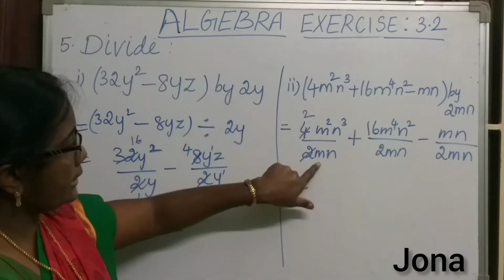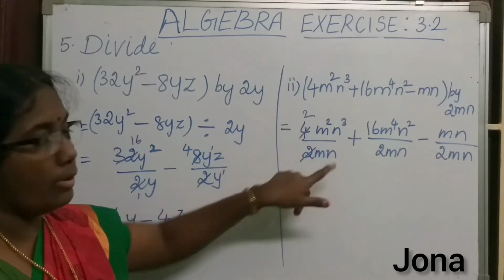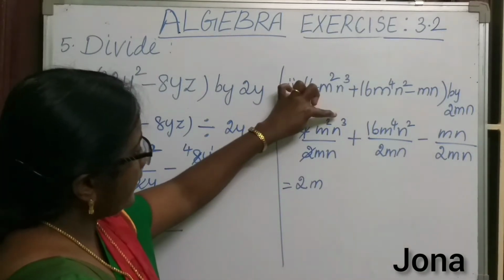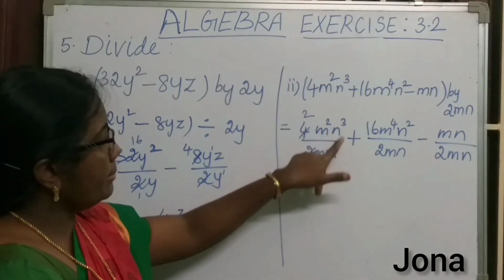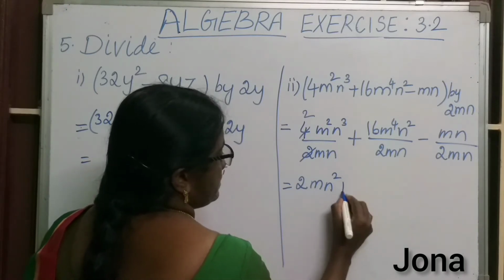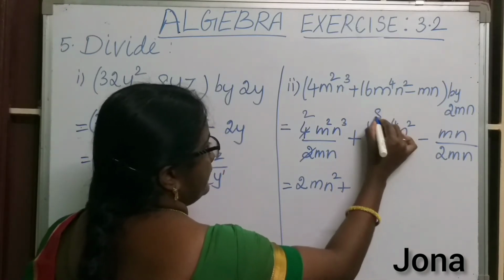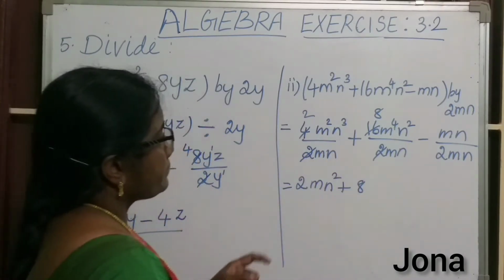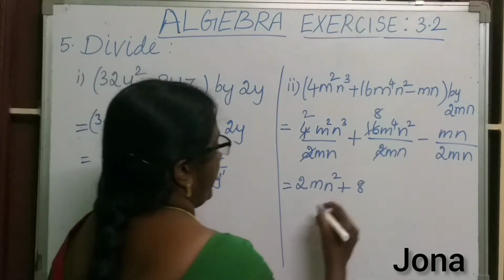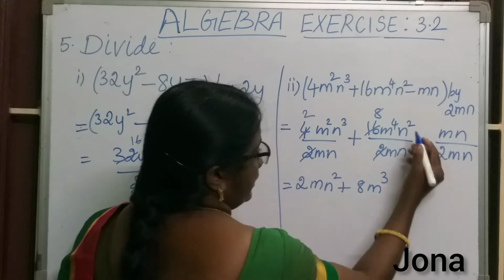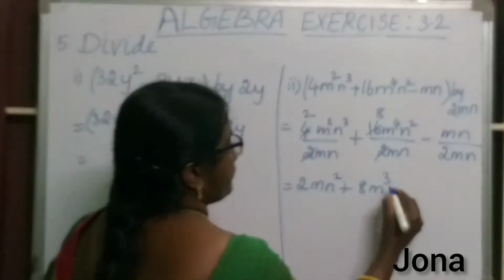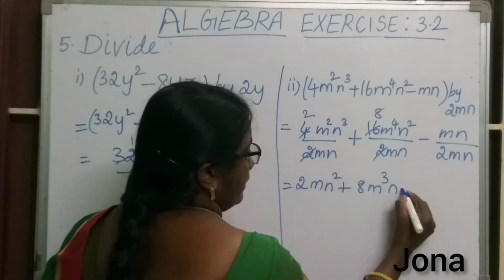Here m power 2 and here this is m. So 2 minus 1 is 1 only. So simply we can write m. And then n cube, here n power 1. So 3 minus 1 is 2. So n square plus 8 times. So keep this 8 here. 4, m power 4 and m power 1. 4 minus 1 is 3. So m power 3. Here n power 2, here n power 1. So 2 minus 1 is 1 only. So simply n. Then keep this minus as it is.